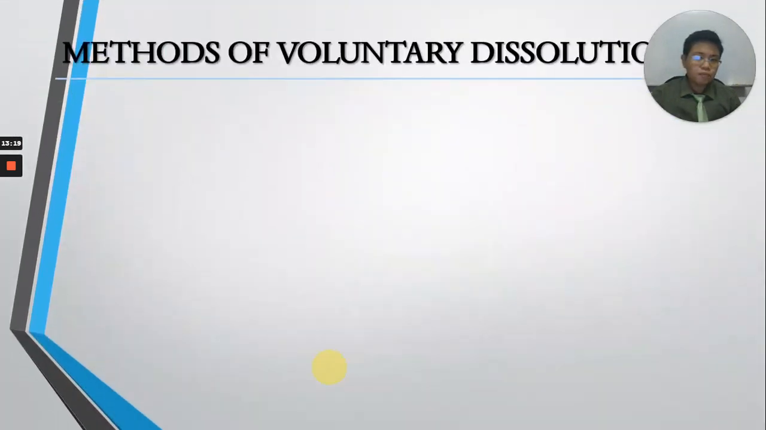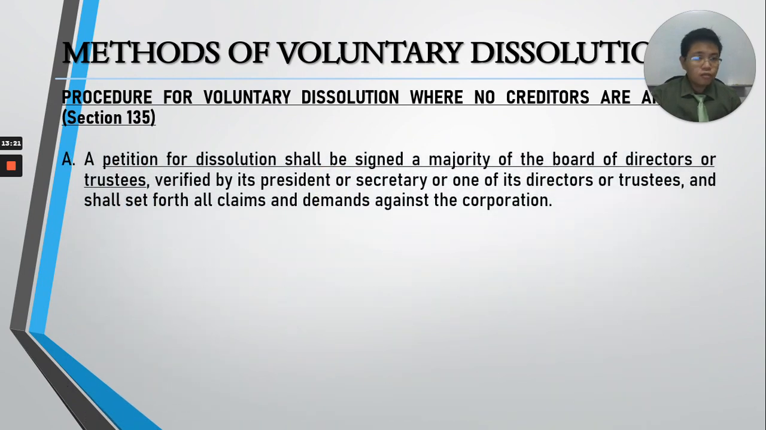So, procedure, petition for dissolution. Kung 134 resolution, ito petition. So, the petition for dissolution shall be drafted by a majority of the BOD and signed by the majority of the BOD or trustees, verified by the president or secretary or one of the directors or trustees. And, very important, it shall set forth all claims and demands against the corporation. So, ilagay nyo dyan, ito si A may utang sa amin, ito si B may utang kami sa kanya, etc. So, yun ang ilalagay sa petition for dissolution.